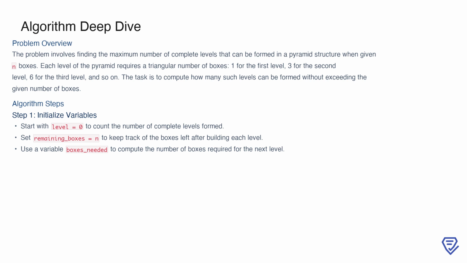To solve this, we start by initializing a few key variables. First, level is set to 0. This will count the number of levels we can fully build. Next, remaining_boxes is initialized to n to track how many boxes are left after constructing each level. Finally, we use a variable called boxes_needed to calculate the number of boxes required for the next level as we iterate through the process. With these variables in place, we can begin constructing the pyramid level by level.